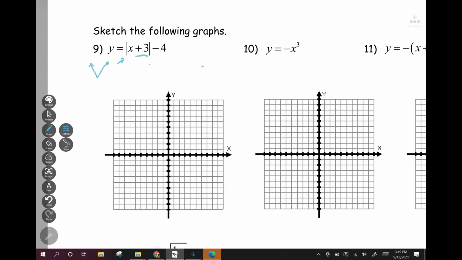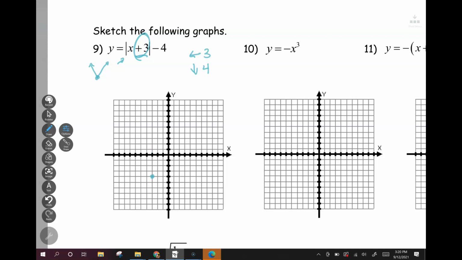Remember, if it's inside with the x, it does the opposite of what you would expect. So this is going to go left 3. This -4 is going to make it go down 4. Always do your left and rights first before you do anything else. Okay, so let's go left 3, down 4: 1, 2, 3, and down 1, 2, 3, 4. That is your vertex. That is this point on the B.